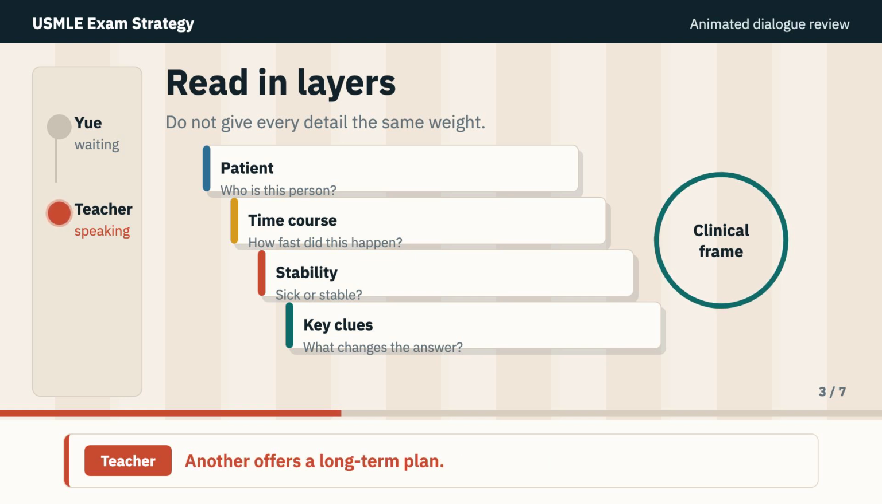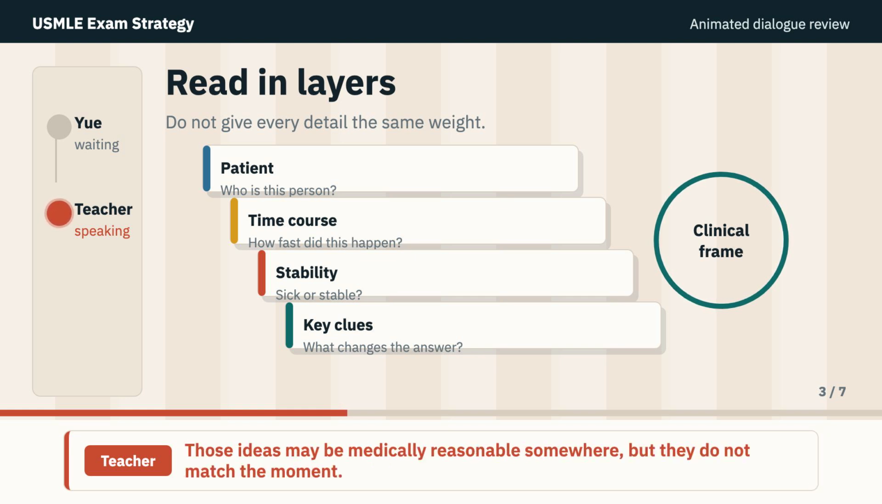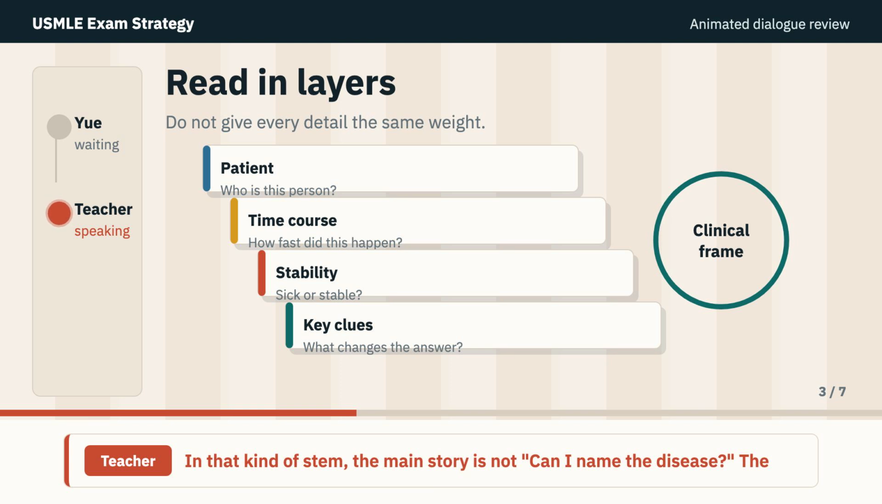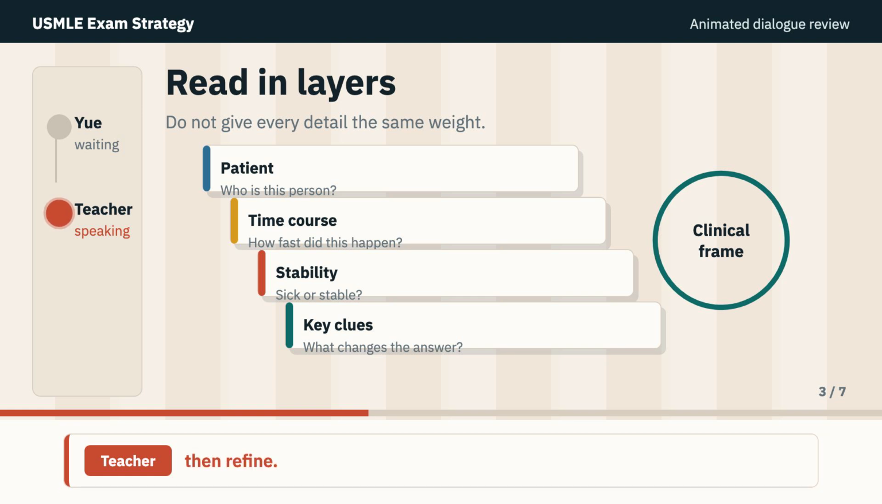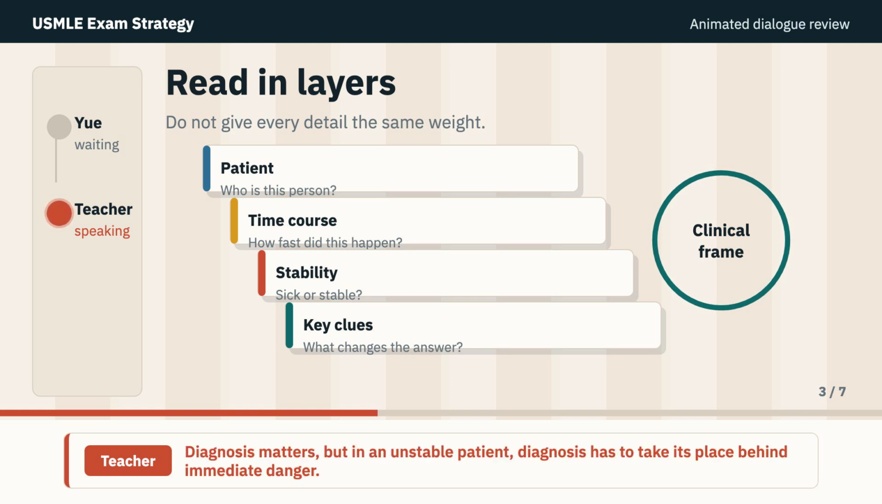Another offers a long-term plan. Another focuses on outpatient follow-up. Those ideas may be medically reasonable somewhere, but they do not match the moment. In that kind of STEM, the main story is not, can I name the disease? The main story is what must happen before we can safely continue. Stabilize first, then refine. This is not a rule that diagnosis never matters. It is a sequencing rule. Diagnosis matters, but in an unstable patient, diagnosis has to take its place behind immediate danger.